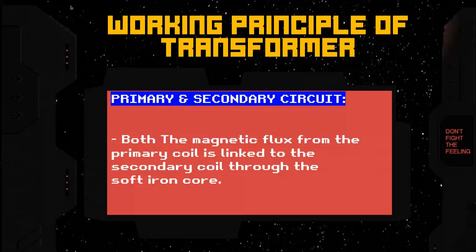For the primary and secondary circuits, the magnetic flux from the primary coil is linked to the secondary coil through the soft iron core.